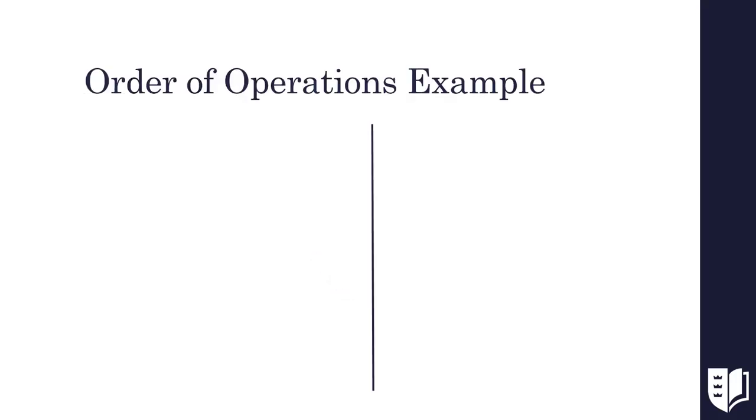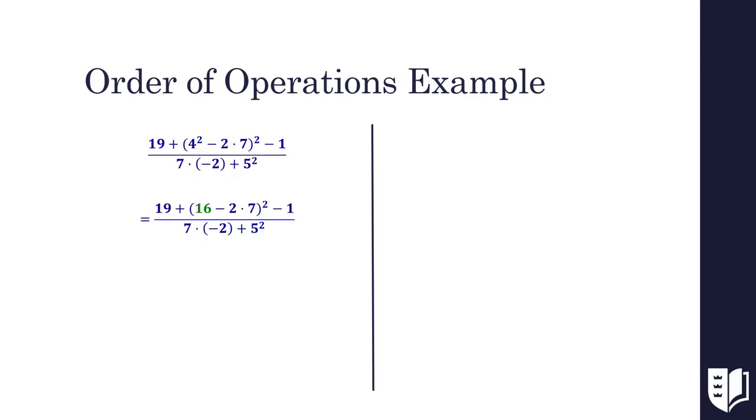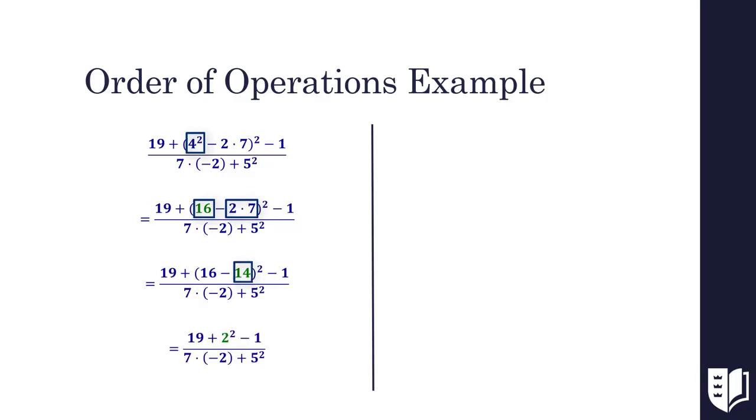Now let's do an example that puts everything together. We are given the following: 19 plus the quantity 4 squared minus 2 times 7 quantity squared minus 1, all divided by 7 times negative 2 plus 5 squared. First, we take care of our parentheses. We start by squaring our 4, which gives us 16. Next, we multiply 2 times 7 to get a 14. Finally, we subtract our 14 from 16 to get a 2 inside our parentheses.